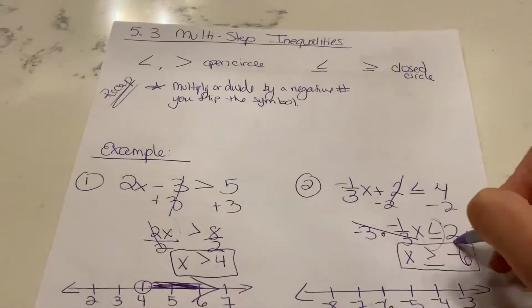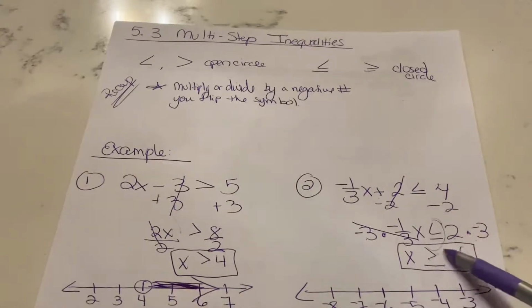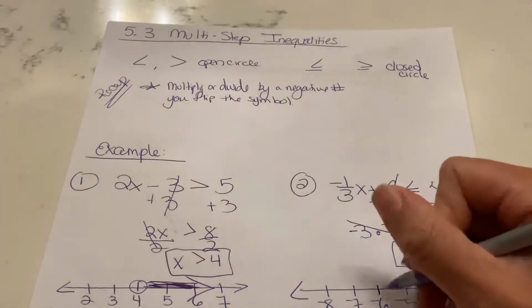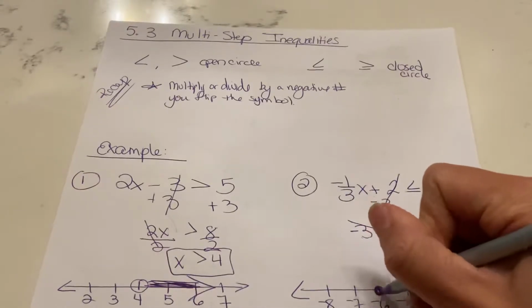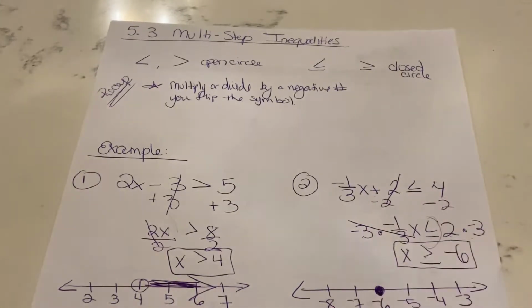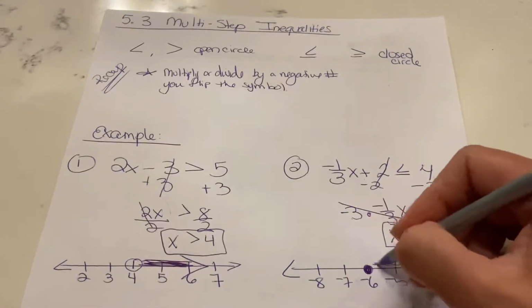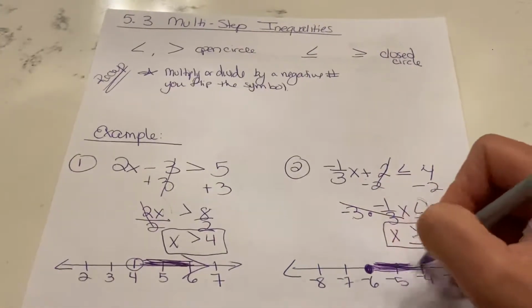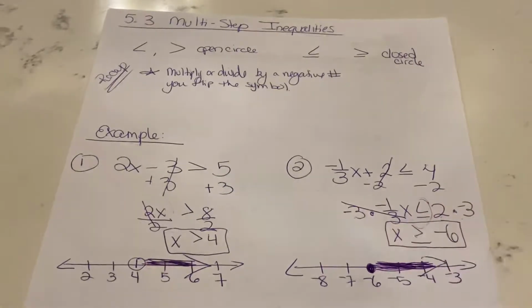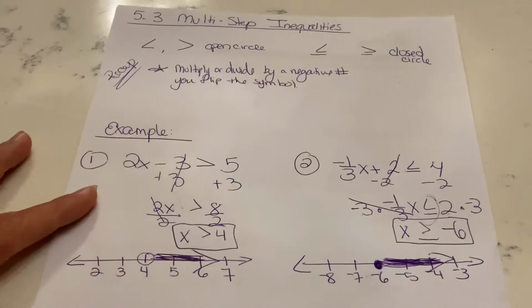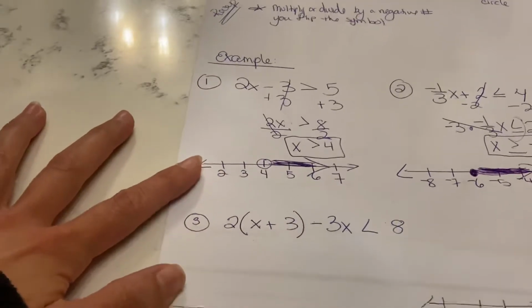So I started off with a less than, but I ended up with a greater than. So I'm going to plot it at -6. It will be a closed circle because it has the equal. And it says greater, so I got to shade to the right. Okay. All right. Last one has a little bit more steps.